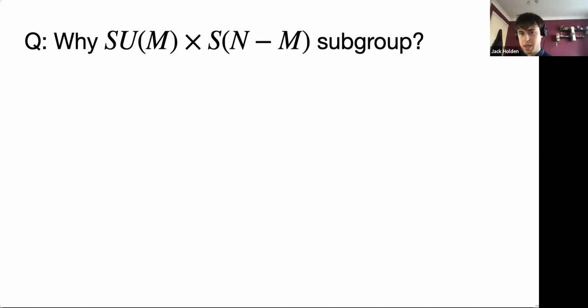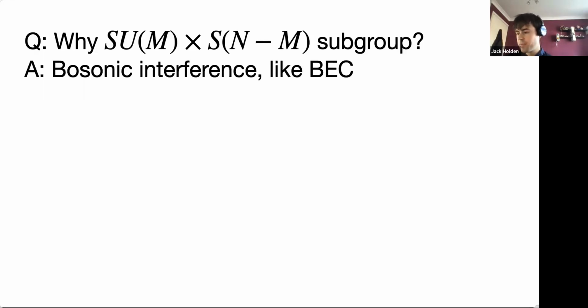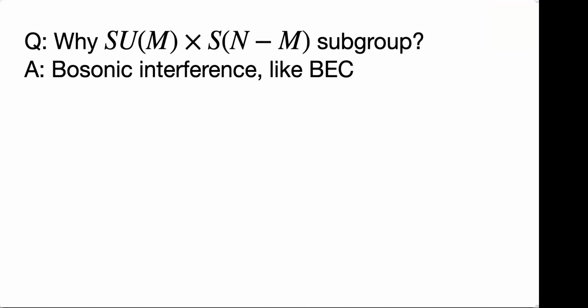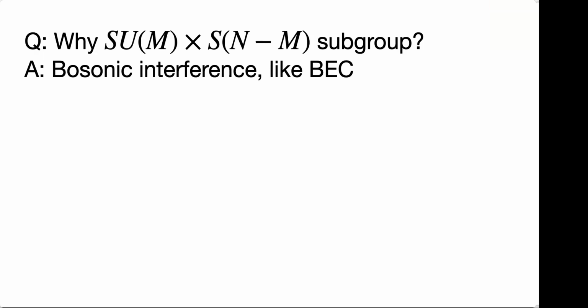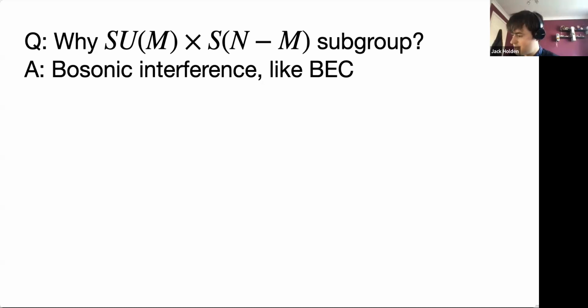A natural question might be, why do we have the SU(M) and SU(N−M) subgroups rather than something more arbitrary without symmetry? The answer is actually because of bosonic interference, like in a Bose-Einstein condensate. Is this a typographical error, not S(N−M) but SU(N−M)? Oh, sorry, yes. That should be an SU.